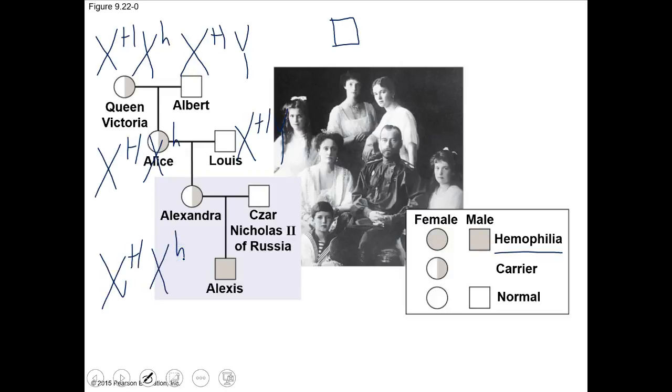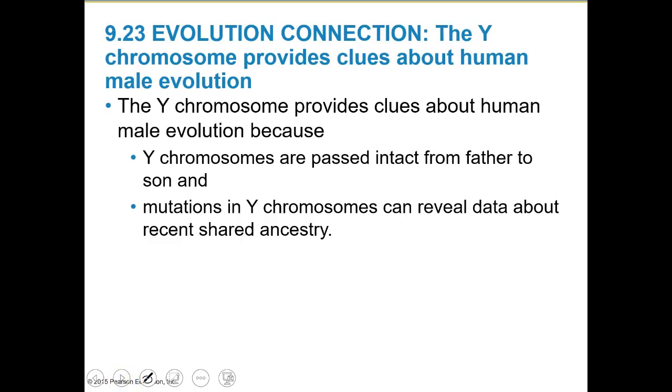Tsar Nicholas II of Russia is big H, Y. But then we get to Alexis, the male down here, and he just happens to get this trait. So he is little h and Y, and he expresses the hemophilia. We'll just go ahead and finish up here. You can take a break if you need to, but we are very close.